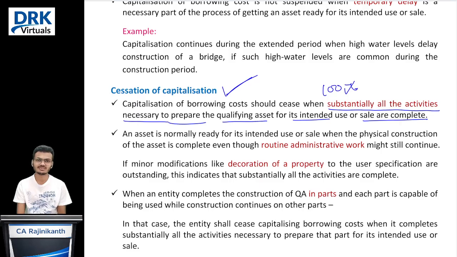Suppose we constructed a building that is a qualifying asset, let's assume. Construction is completed except small minor works, fitting doors, painting windows. They are minor works only, correct? In that case, substantially all activities necessary to prepare that building for intended use, or if I am a real estate dealer for sale, is completed. So during that period, we should completely stop the capitalization of borrowing cost. That is what the standard is saying.